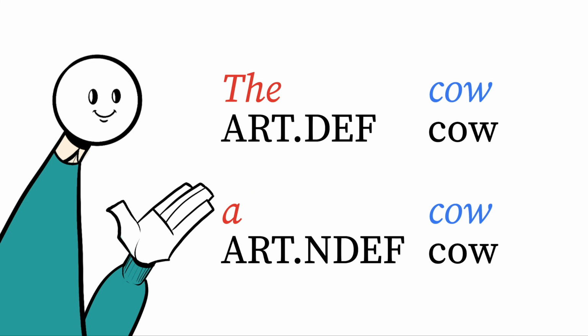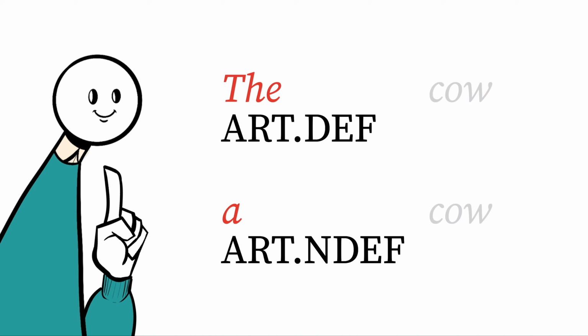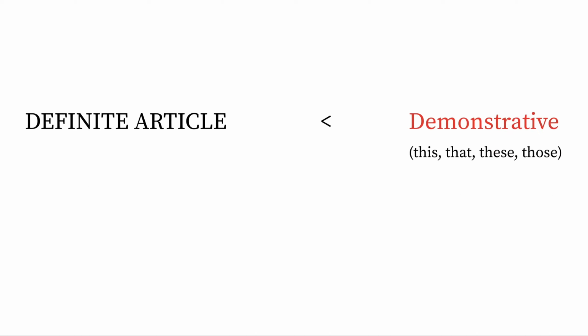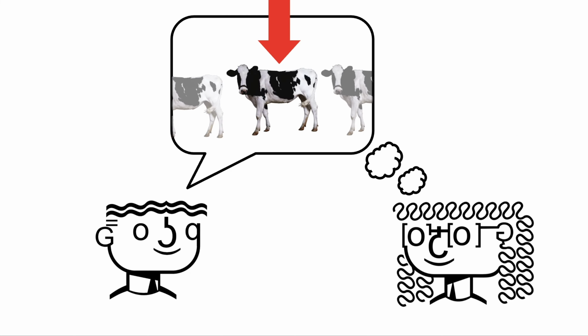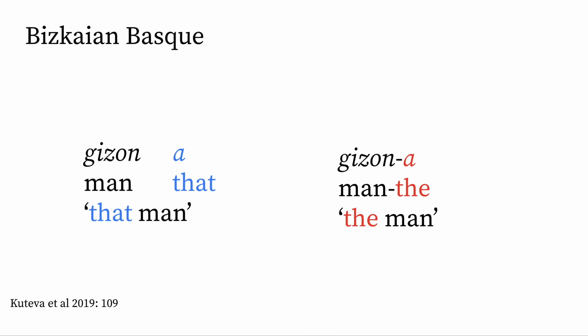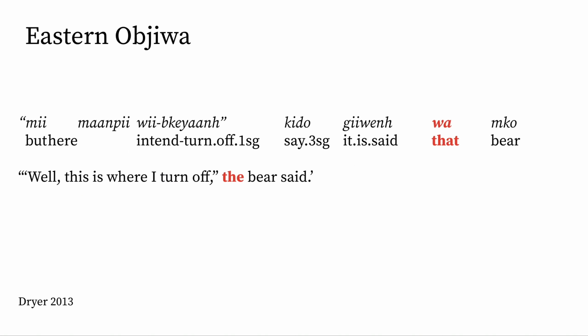Nowhere is grammaticalization more clear than in definite and indefinite articles, which almost always come from the same words. Definite articles usually come from demonstratives, like this, that, these, those. Basically, speakers refer to that cow so much that they begin to distinguish between that cow and the cow. You can see it pretty clearly in languages like Biscayan Basque, where the definite article is simply a bound form of the demonstrative. The process is also apparent in Eastern Ojibwe, which doesn't have definite articles but uses pre-grammaticalized demonstratives in the same sort of way.